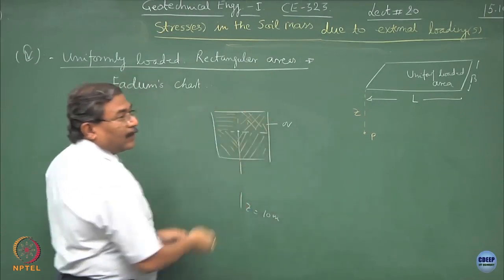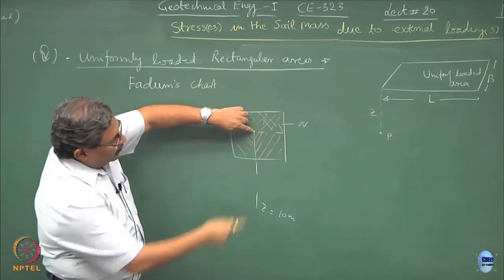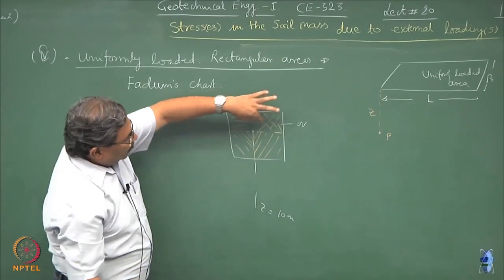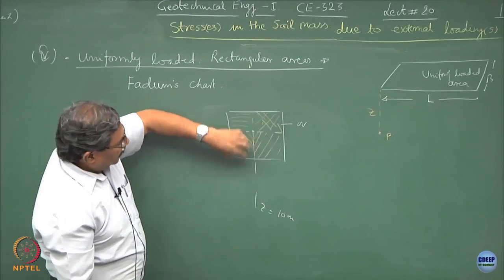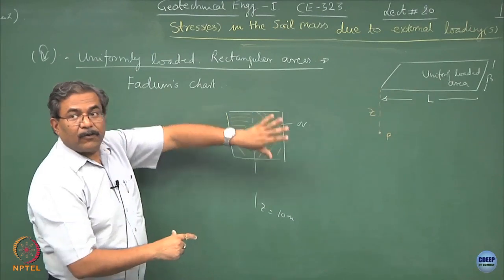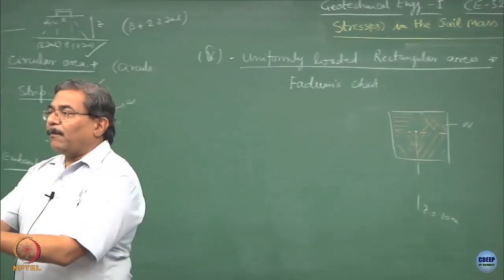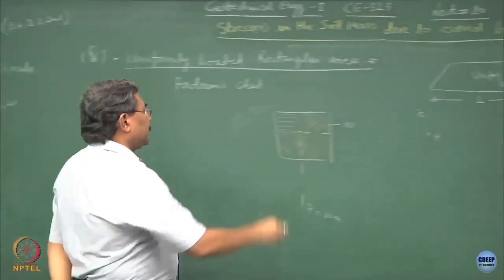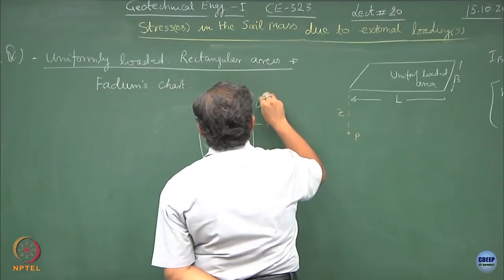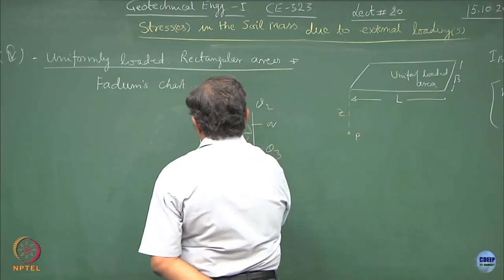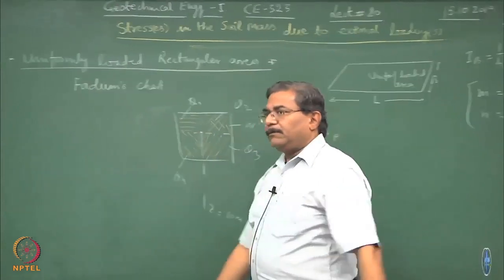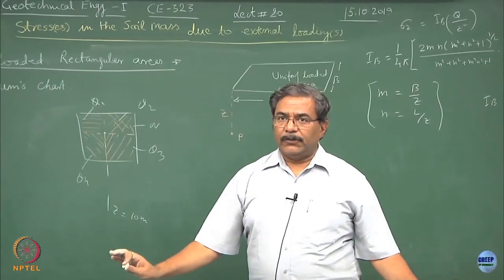Is this clear? So, one unit at the edge, no issues, I can find it out. Another unit at the edge, I can find out. Another unit at the edge, I can find out. Fourth, and I will superimpose all of them, as if there were 4 sectors, Q1, Q2, Q3, Q4, done? No issues? Very good.